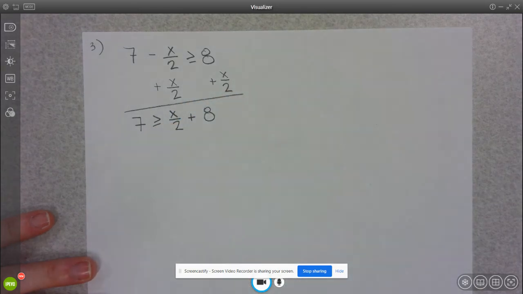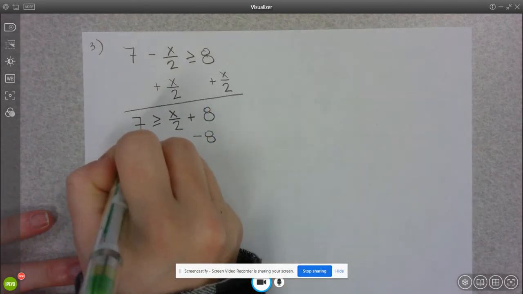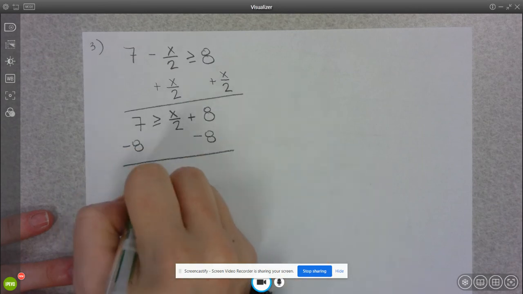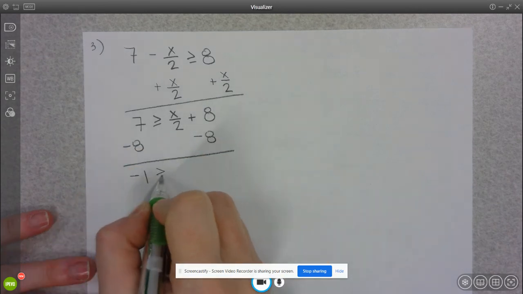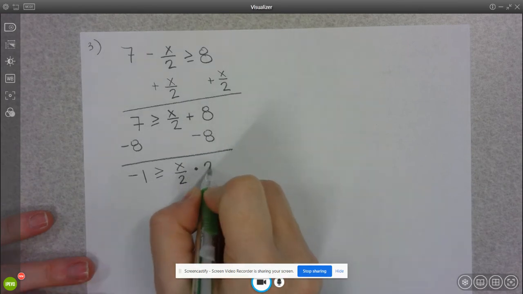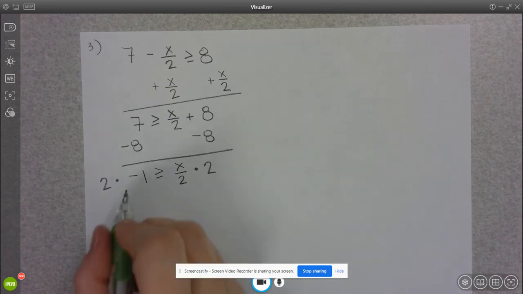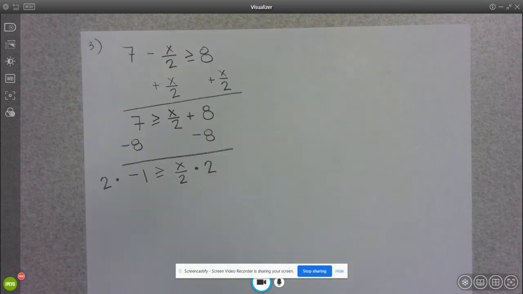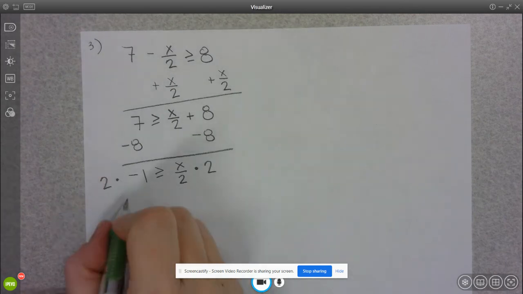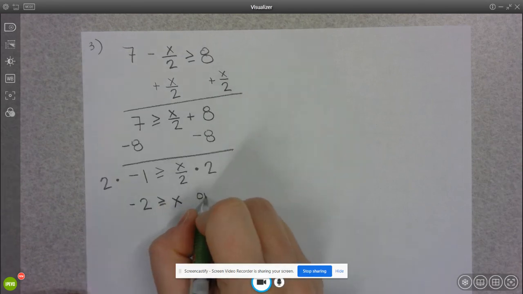And before I deal with the fraction, I'm going to get all of my constants together. So this will leave me with -1 being greater than or equal to x divided by 2. And now I'm multiplying by 2, which isn't changing the sign of my inequality or my actual numbers or variables because I'm just multiplying by a positive. So I'm not switching the sign. I'm leaving it exactly as it is.